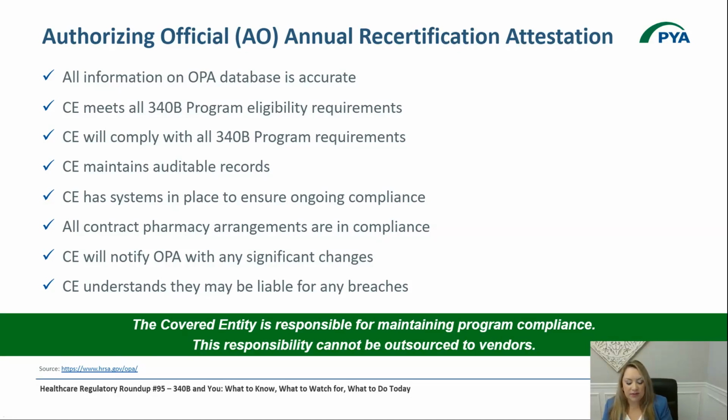That attestation process is very important. That's part of recertification. And when you are attesting, you are attesting to all of these things. You're attesting that what's out on the OPA is correct, that you're going to comply with all the program and eligibility requirements, that you're maintaining auditable records, that you have systems in place to ensure ongoing compliance, that all of your contract pharmacy arrangements are in compliance, and that you're going to notify OPA regarding any significant changes to your program. You also understand that you may be liable in the event of a breach if it's determined that you have purchased 340B drugs that you shouldn't have, or 340B drugs were inadvertently diverted to patients that were not eligible, which we'll talk about more in just a minute.